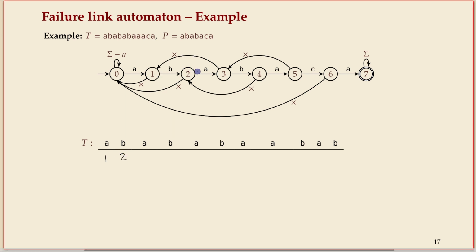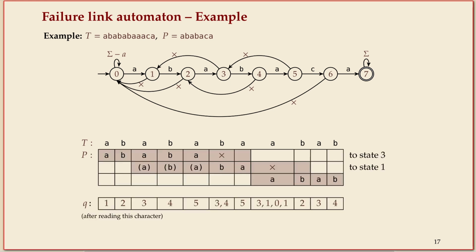From 2, we read an A. That's the next character in the text. So we go to state 3. From state 3, a B brings us to state 4. From 4, an A takes us to 5. But now from 5, there's no way to read the B. So instead, we go back to 3. And from 3, we can read a B. So here it brings us to state 4. And so on and so forth, OK?